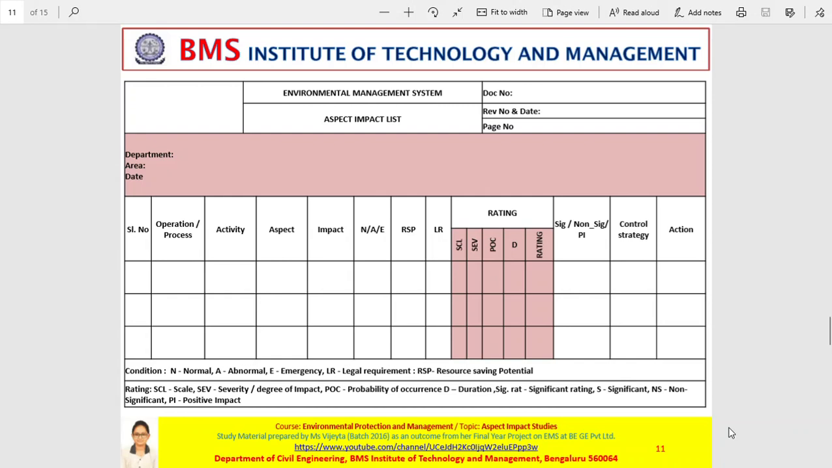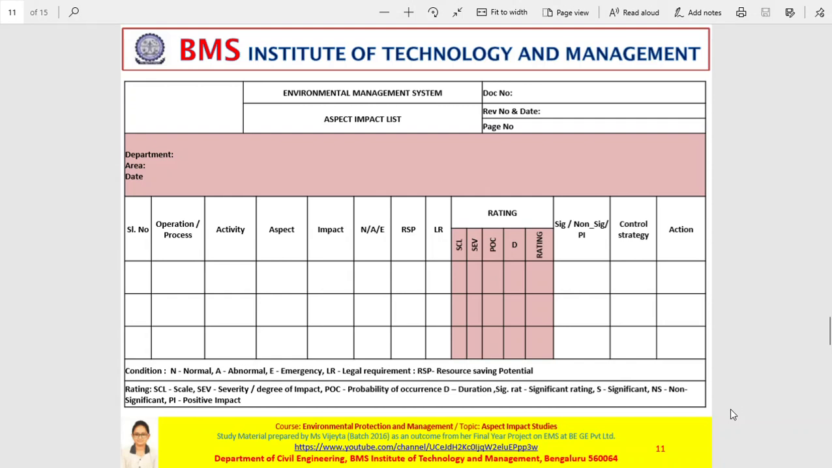If the extent of spread of impact is within the work area, then it is rated as 2. If the extent of spread of impact is within the premises, it is rated as 3. And if the extent of spread of the impact is out of the premises, then it is rated as 4. The second part of the rating column is SEV, severity. It depicts the severity of the impact. Suppose the severity of the impact on the environment is low, then it is rated as 2. If the severity is medium, then it is rated as 3. And if there is high impact on the environment, then it is rated as 4.